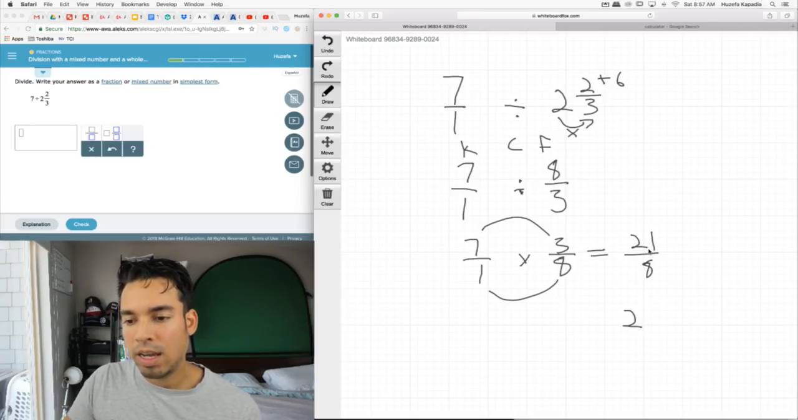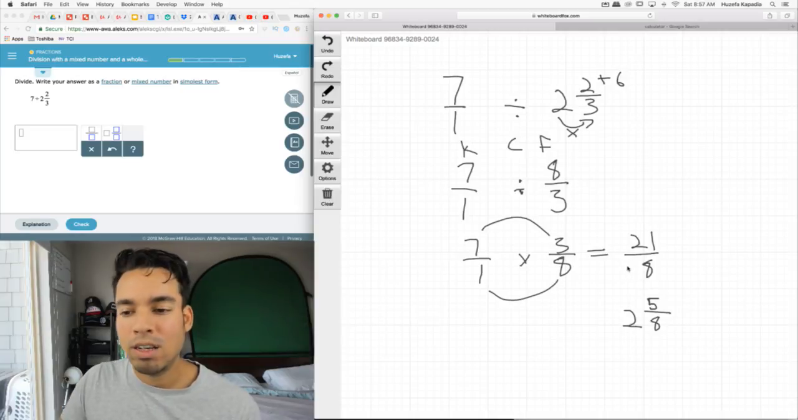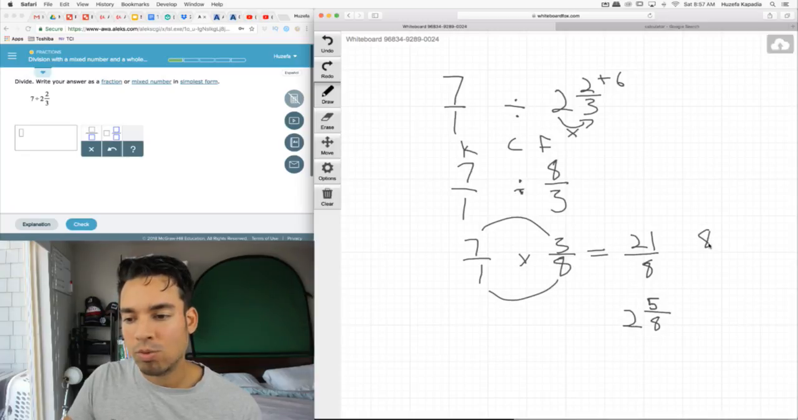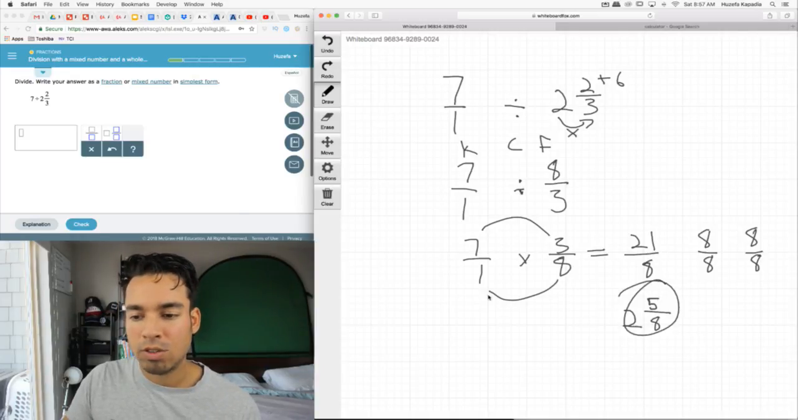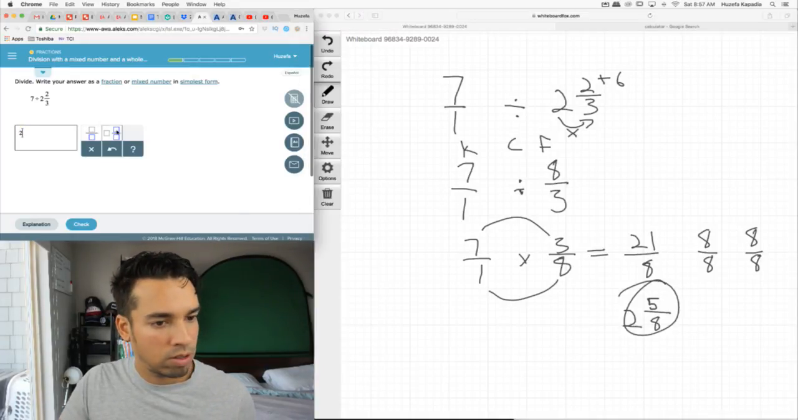Twice. And if it goes in twice, that's 16. So there's a remainder of 5. And we just put that over 8. The other way to think about it is we're pulling 2 8s out of the 21. 2 8s, and each one of those 8s is a whole number because each one is 8 over 8. So that's 2. And then what do we have left? We have that 5 left. So it's 2 5/8.